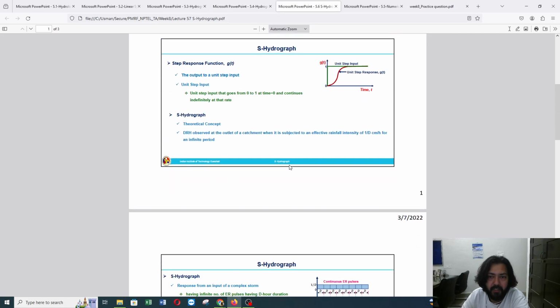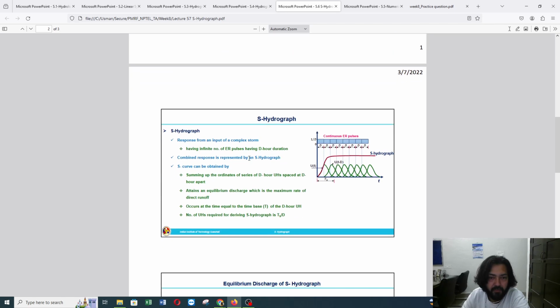Then we talked about the S hydrograph. The S hydrograph is the DRH observed at the outlet of a catchment when it is subjected to an effective rainfall intensity of 1 by d centimeter per hour for an effective period, right? Similarly, as the unit hydrograph is based on the unit pulse response function, the S hydrograph is based on the unit step response function, right? We have also talked about how the S hydrograph is plotted and how it can be obtained.